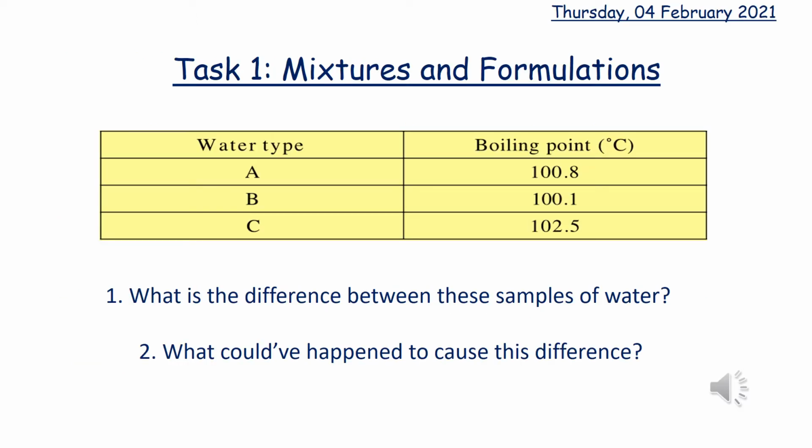Alright guys, for your task number 1, can you draw the table that contains different types of water with different boiling points and try to answer the two questions right below the table. So for example, question number 1 asks you to explain what is the difference between these samples of water. And question number 2, what could have happened to cause this difference? So pause the video now and try to work on task number 1.